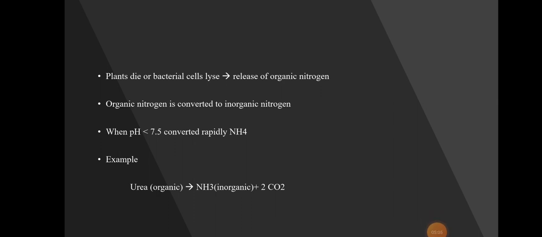The ammonification process means the conversion of organic nitrogen into inorganic nitrogen. This ammonia will stay in gaseous form while the pH is higher than 7.5. If the pH is lower than 7.5, the gaseous ammonia will turn into ammonium ions.